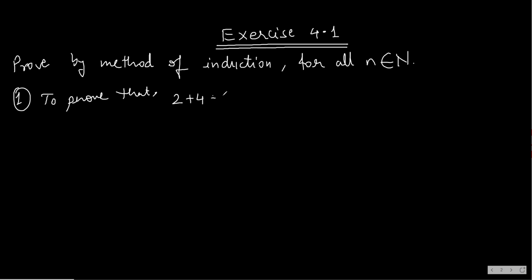2 plus 4 plus 6 plus 8 plus dot dot dot plus 2n equals n into n plus 1. This is what I have to prove: n into n plus 1. So in short, what I have to prove? I have to prove that the sum of the first n even numbers.